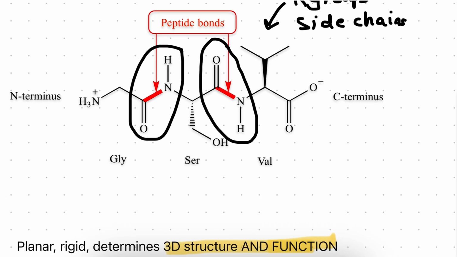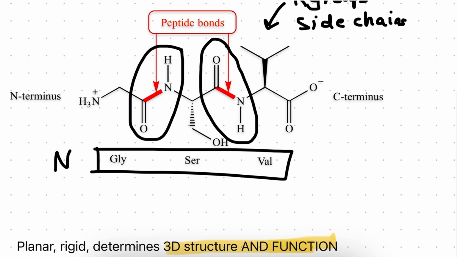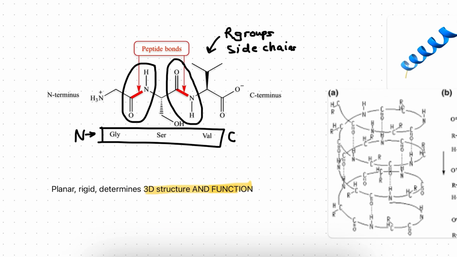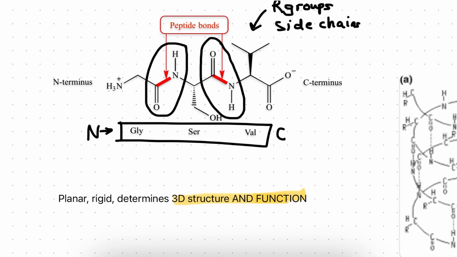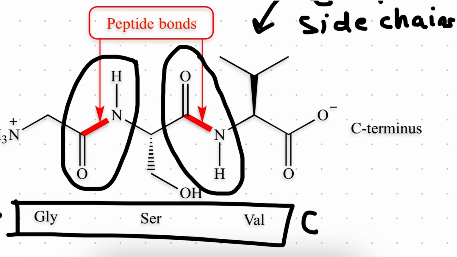Okay, so keep in mind that the sequence of amino acids are written from the N to the C-terminus. And the primary structure is planar, rigid. Rigid means that there is no rotation, no bond rotation around where the resonance occurs.